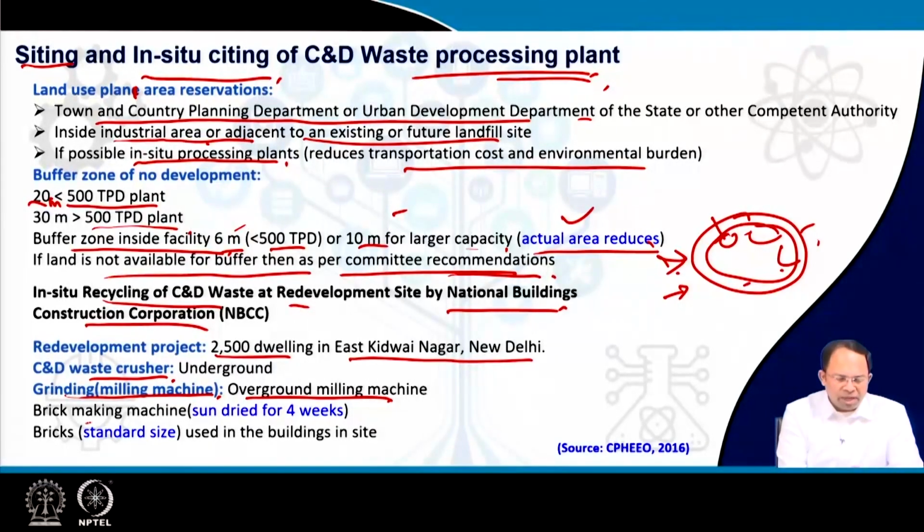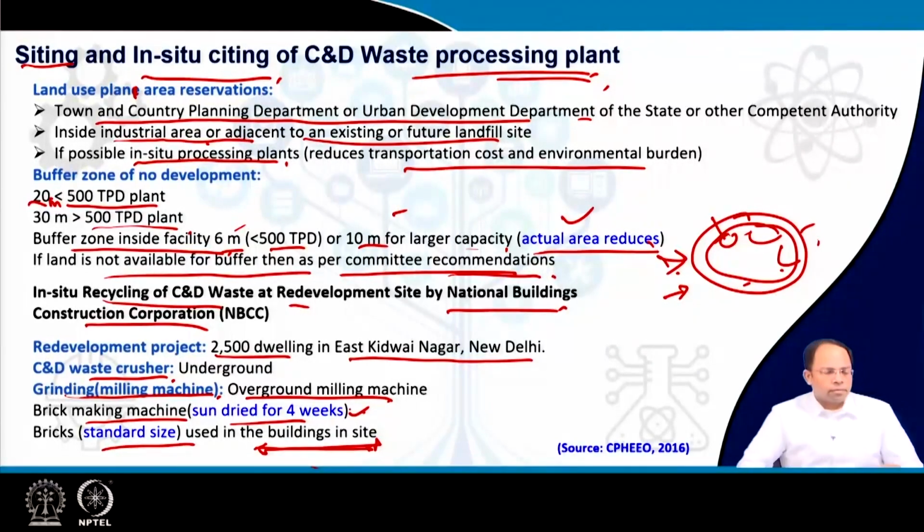Now, there is also a brick making machine which makes sun-dried bricks, which takes around 4 weeks for the bricks to mature. And standard size bricks are prepared, and these are used in the same buildings for development. That means in the same site they are doing a lot of development where new buildings are being constructed. So, all these are utilizing the bricks which are generated over here.